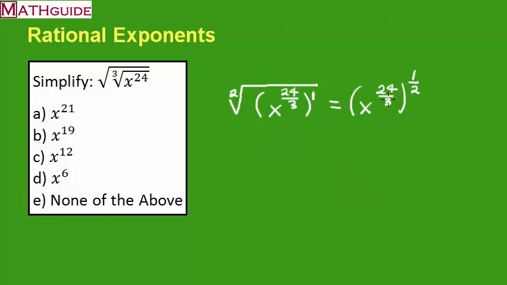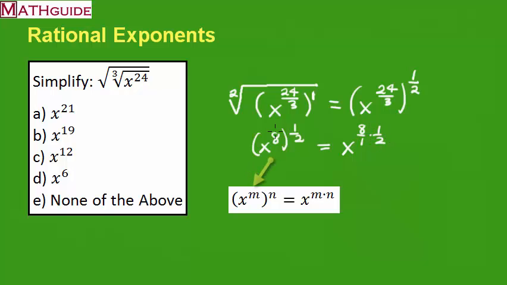So here we've got 24 divided by 3, that's 8. And we still have this half exponent. And there's a property in math that says when you have an exponent to an exponent, you should multiply those exponents together. So that's really 8 over 1, and we're going to multiply it by 1/2. This happens anytime you have a power and you're raising it to another power. Alright, so what do we get?